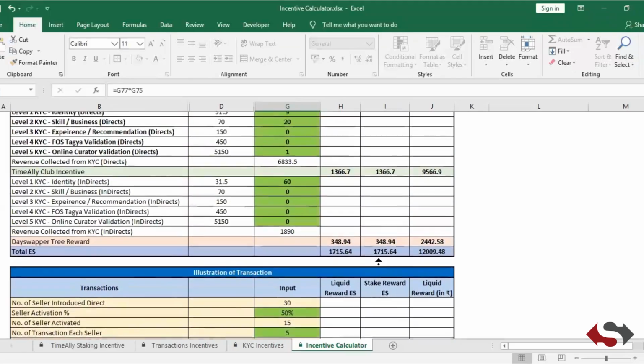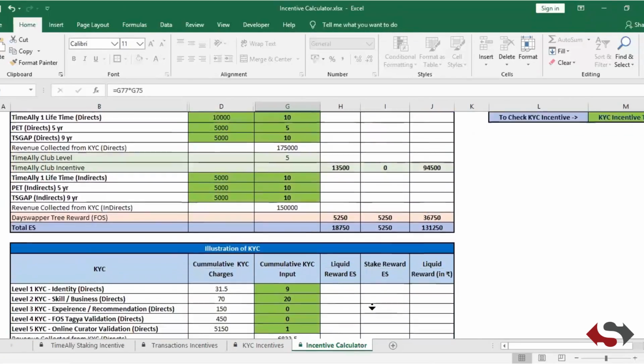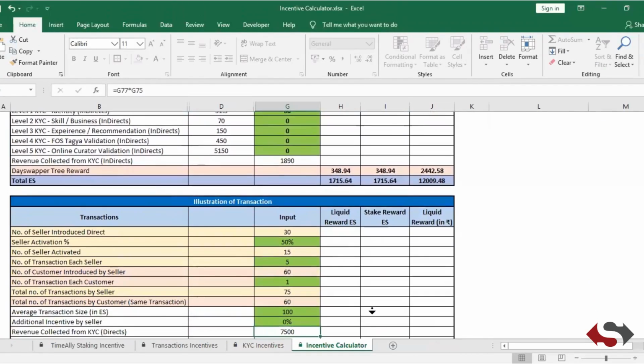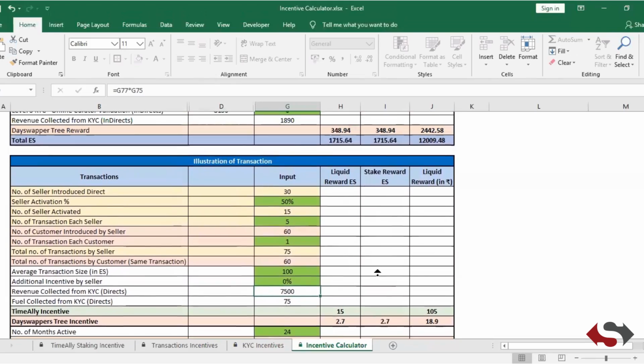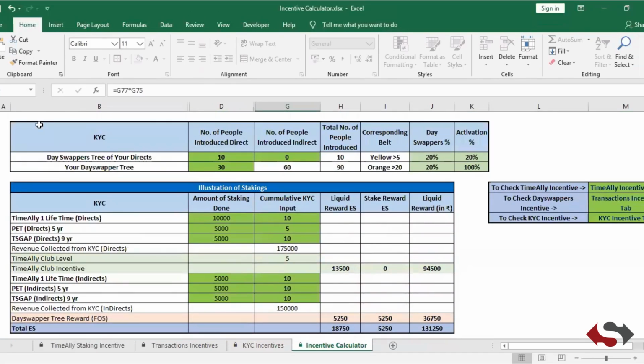I can see that from the stakings I'm getting around 18,000 RSWAP. From the KYCs I'm getting around 1,700 RSWAP, while from the transactions I'm getting around 5,000 RSWAP. So this is going to be my payout, and I think, okay, cool, I'm happy with this. If I go through this plan, I know how much I'm getting. So here you can try how much you can make.